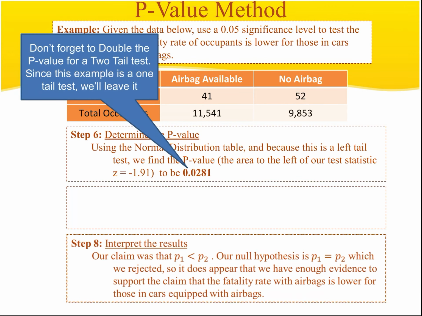Now a quick comment here about the p-value before we move on. If this had been a two-tailed test, we would need to double the p-value because the area would occur in both tails. Since this example is a left-tailed test, we don't need to do that. In our next example, we will worry about that. So for right now, 0.0281 is our p-value.